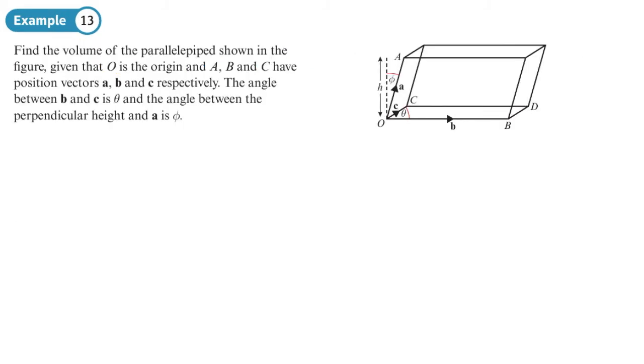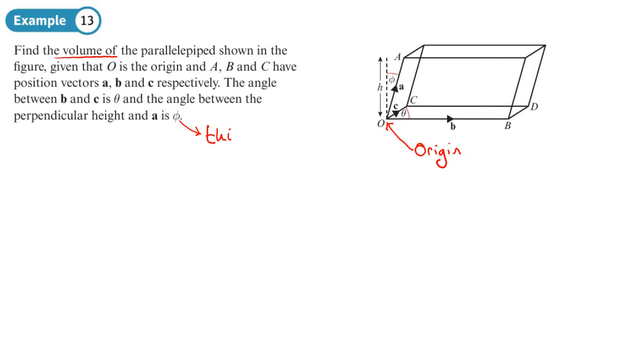So here it's saying find the volume of this parallelepiped shown in the figure, given that O is the origin, so we've got the origin as one of the vertices there, and A, B and C have position vectors A, B and C respectively. The angle between B and C is theta, and the angle between the perpendicular height and vector A is phi. That's another Greek letter you may or may not have come across, pronounced phi.